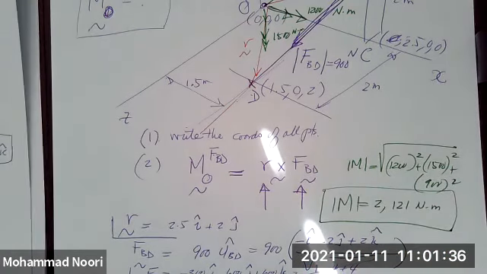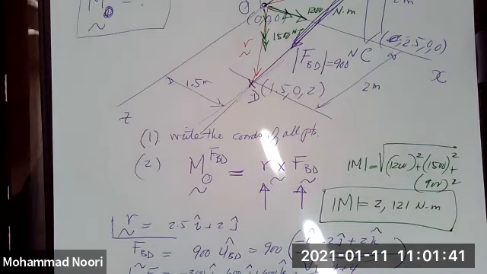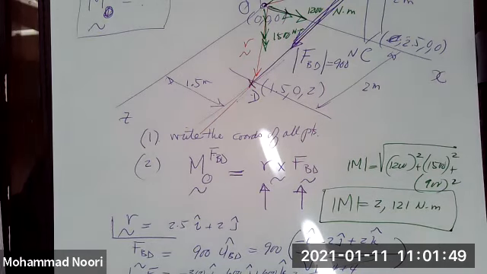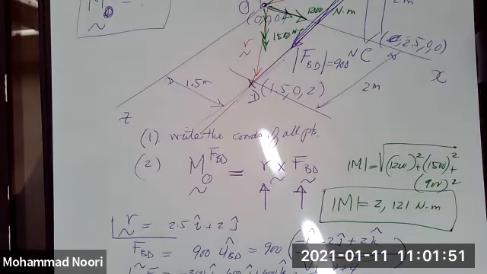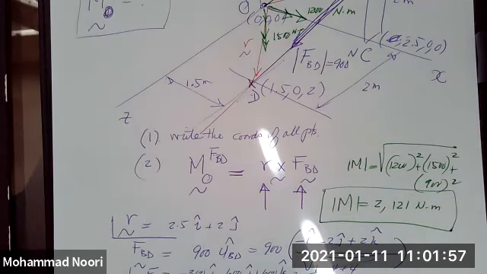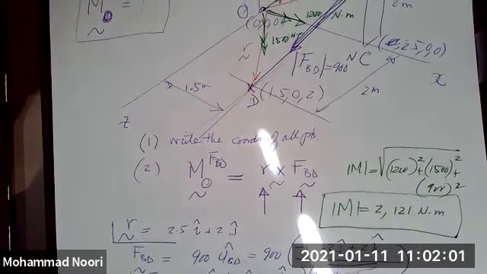Any questions? As easy as that. Could not be easier, right? Finding the moment about an axis, of course, we'll discuss it next time, but that's how you find the moment about a point. Any questions?